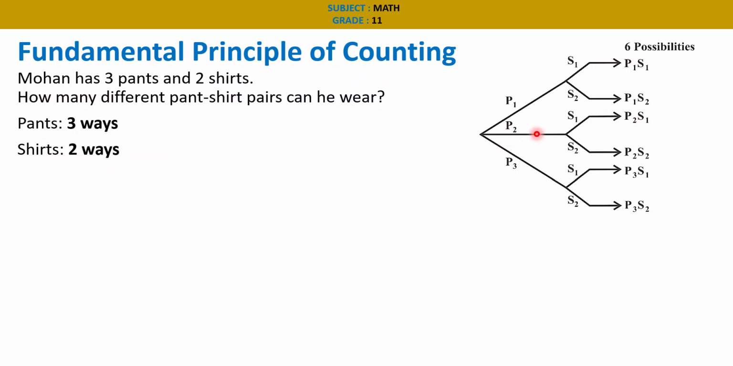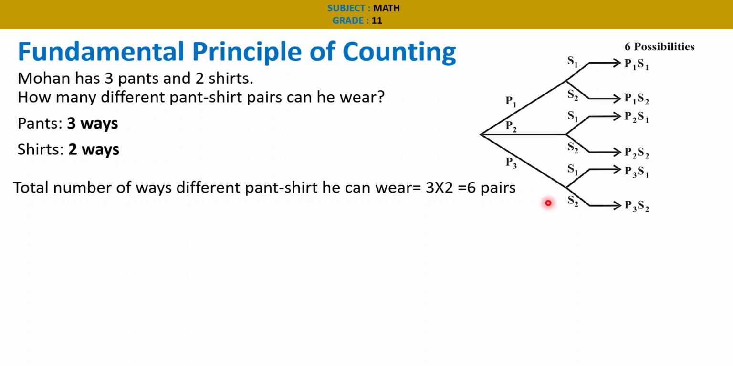Similarly, for the pant 2, you can use shirt 1 or shirt 2. So P2 S1, P2 S2. Then finally for the third pant, we can use shirt 1 or shirt 2. So P3 S1, P3 S2. So there are total 6 possibilities. 1, 2, 3, 4, 5, 6. Therefore, total number of ways different pant shirt you can wear is 3 into 2.